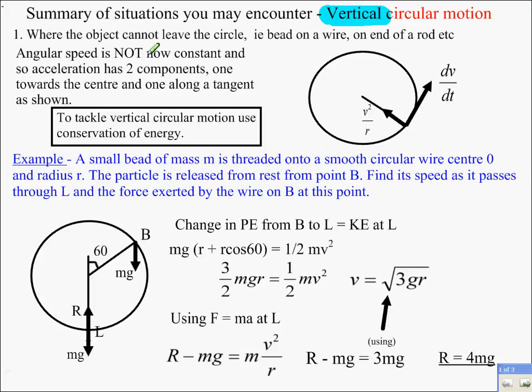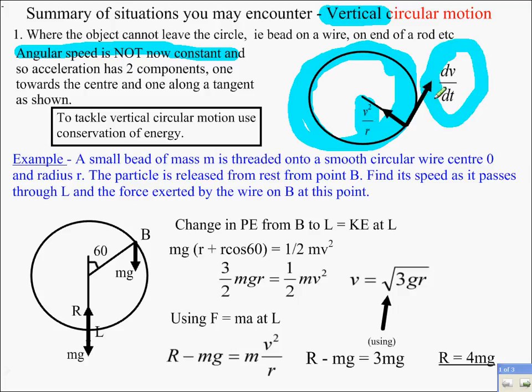Now, key point here is, because it's going round in a circle, well, that's not a very good circle, vertically, angular speed is not now constant. So there are two components of acceleration. There's acceleration towards the centre, still v squared over r, and an acceleration instead of the normal linear speed v that we had there. That's now a function of time. Key to tackling vertical circular motion is using conservation of energy. So let's have a little look at that, shall we?